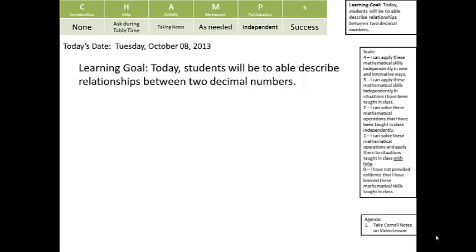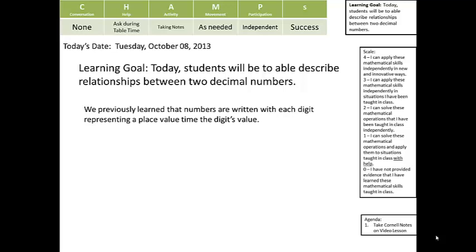All right, we are ready to begin our next lesson. Starting off Unit 3, our learning goal for today is that students will be able to describe relationships between two decimal numbers. So we're going to talk about that for a little bit and then we'll start to solve some problems.